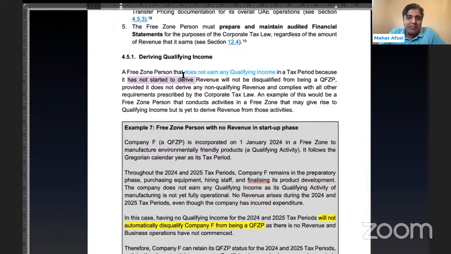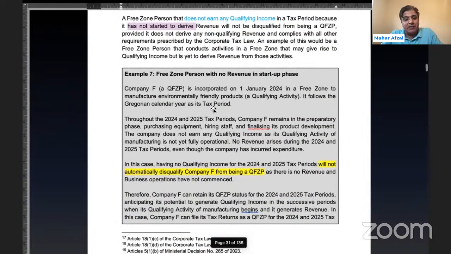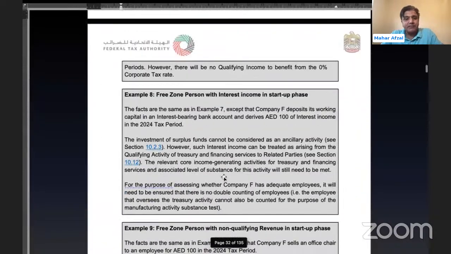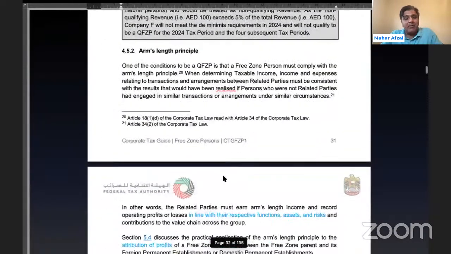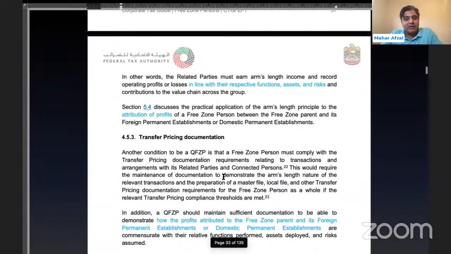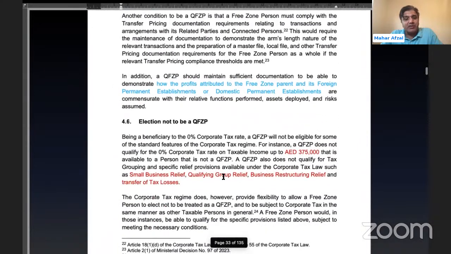If you set up a juridical person within the free zone, by default, you will be assumed to be a qualifying free zone person. If you are not, you will have to apply to the Federal Tax Authority to become a taxable person. They mention here as well that it will not automatically disqualify the company from being a qualifying free zone person. By default, you will be a qualifying free zone person. They have given the arm's length principle, you need to follow it, we've already discussed. Transfer pricing documentation, and the election not to be a qualifying free zone person.